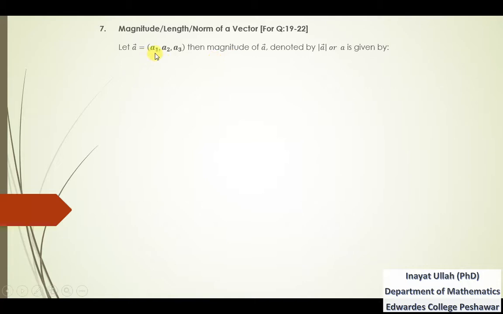So the magnitude of this vector is denoted by this symbol or that symbol, and it is given by the square root of the sum of the squares of the components, that is, the square root of a1 squared plus a2 squared plus a3 squared. That's how we find the magnitude, that is, the length of the vector.